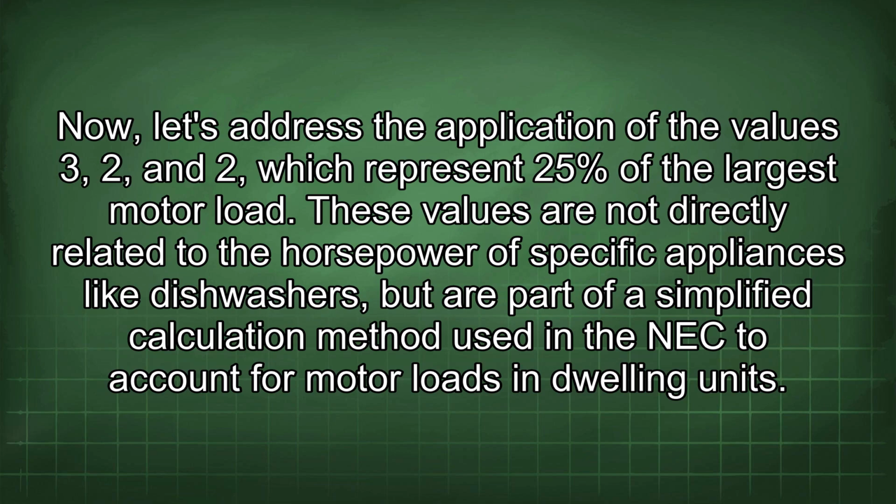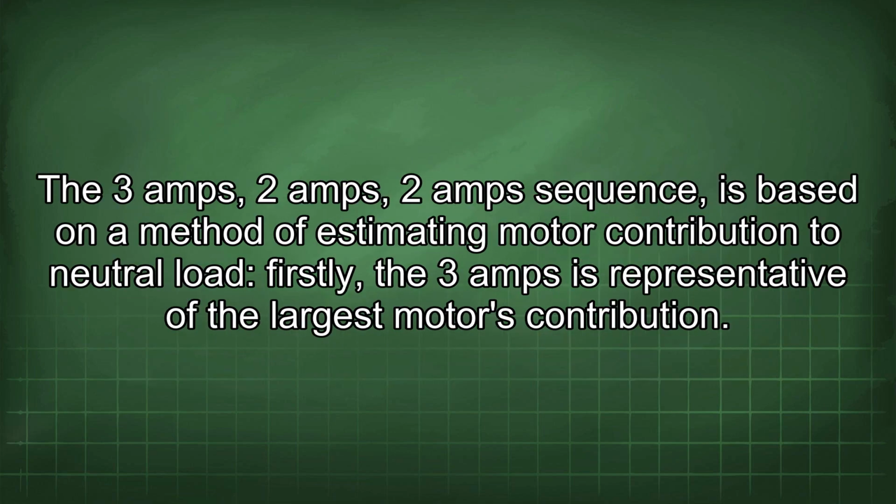Now, let's address the application of the values 3, 2, and 2, which represent 25% of the largest motor load. These values are not directly related to the horsepower of specific appliances like dishwashers, but are part of a simplified calculation method used in the NEC to account for motor loads and dwelling units. The 3 amps, 2 amps, 2 amps sequence is based on a method of estimating motor contribution to neutral load.